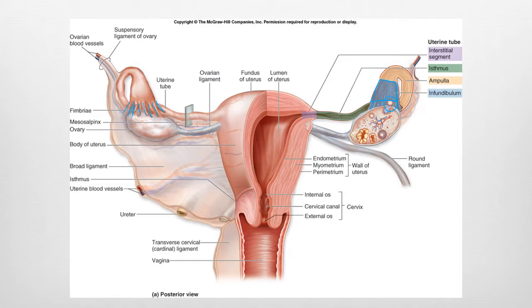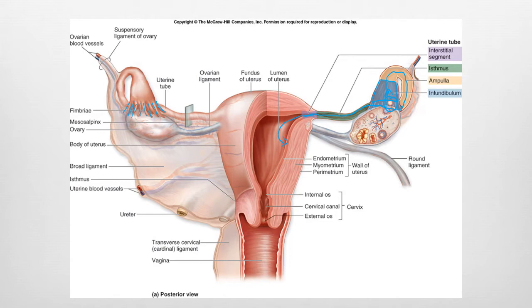So after ovulation occurs, that oocyte is going to be kind of thrust into that uterine tube, and it's going to start to make its journey through the infundibulum, down through the ampulla, in through the isthmus, and then through the wall of the uterus, we then have the interstitial segment, and then again for implantation into the uterine wall at that point.